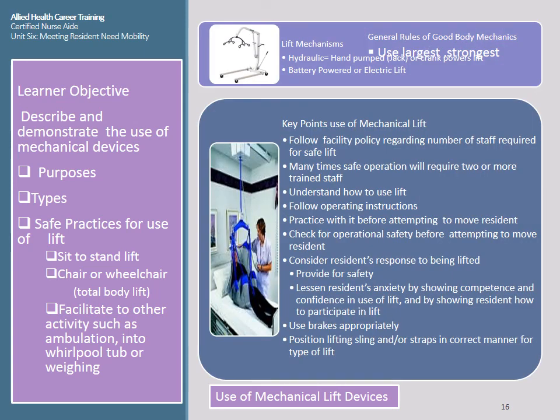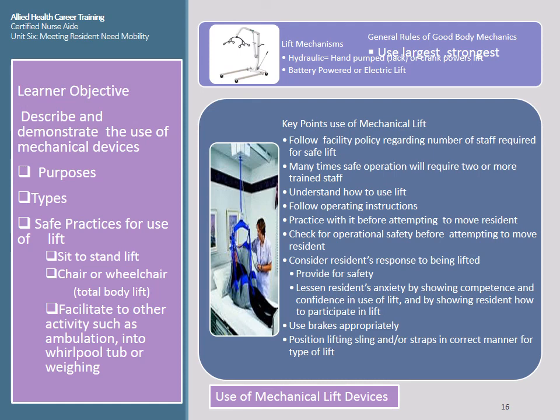Now, there are some more key points for using the mechanical lift. We've kind of talked about these, but I'd like to review them just one more time. The key points of using a mechanical lift: follow the facility's policy regarding the number of staff members required for the safe lift. Many times, safe operation will require 2 or more trained staff. Remember, I've already stated, just about every facility requires 2 people to use a lift.